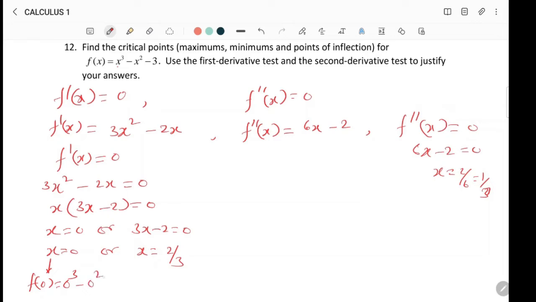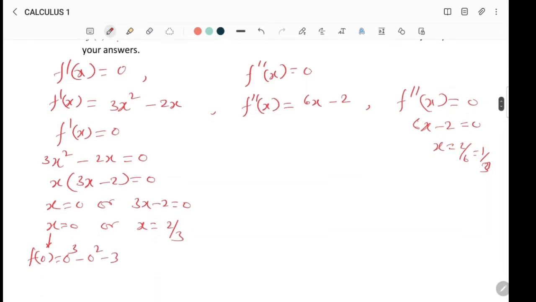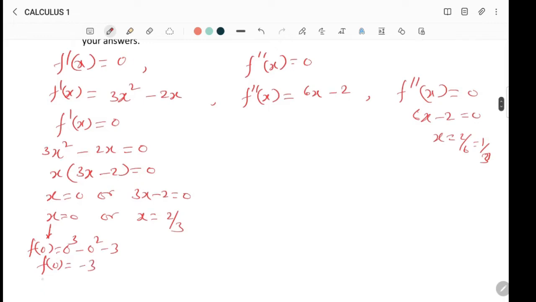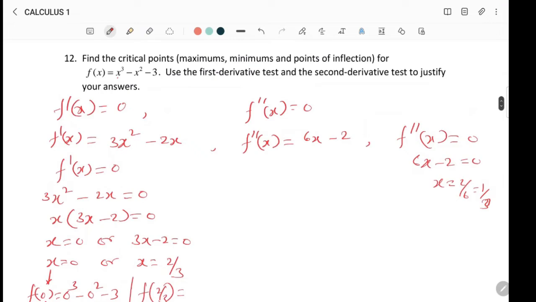0 cube minus 0 square minus 3. So f of 0 is minus 3. So we got 0 comma minus 3. Okay, what about f of 2 by 3? Okay, just put 2 by 3 in this.